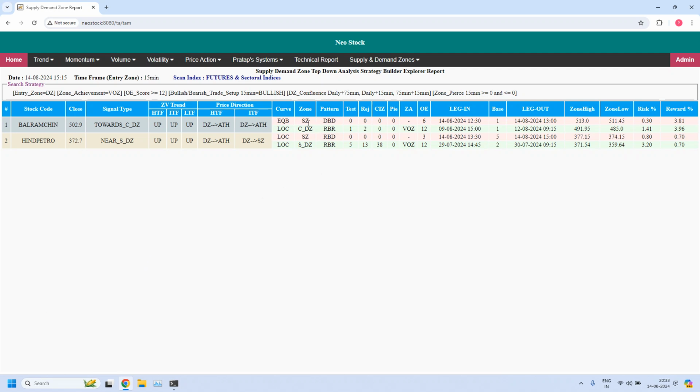Both are high liquidity demand zones. See here, this is already tested 5 times, and this one is already tested once. Okay, this is about demand zone confluence. This is about bullish trade setup for daily income trade.